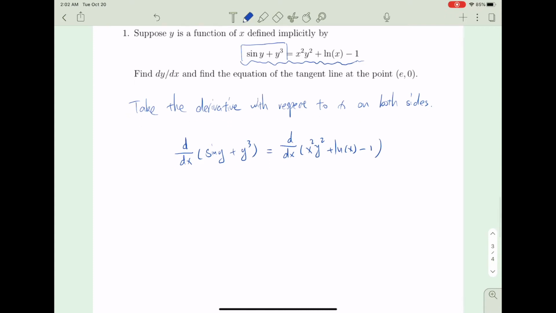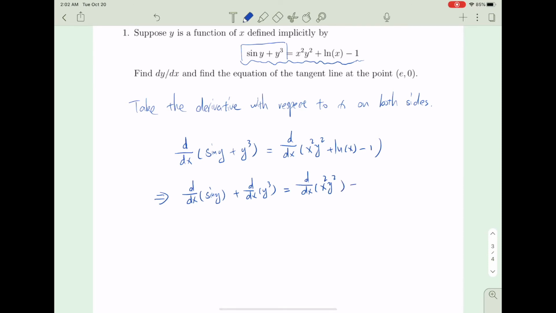Now we distribute this differential sign over the sum on the left hand side, so we have d over dx sine of y plus d over dx y to the 3 equal to d over dx, just distribute this over the sum. That's the sum rule. Ln of x plus d over dx negative 1, right?